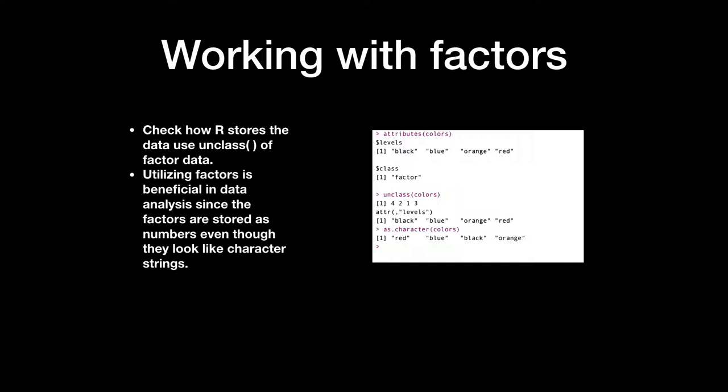Now here we can check how R stores the data using the function unclass on a factor data type. Utilizing factors is beneficial in data analysis since the factors are stored as numbers even though they look like character strings. So when it comes to comparing different types of data or different columns, this is quite a useful function to have in understanding that whether or not there are levels is going to determine whether or not your comparison will be correct at the end of the day.